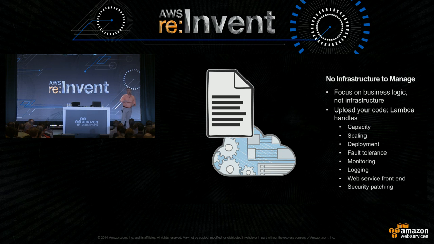So in order to let you focus on the business logic, Lambda has to take on the other responsibilities: handling capacity, scaling, deployment of your code, fault tolerance, monitoring, logging. All of these things are built into Lambda so that you don't have to worry about them anymore.